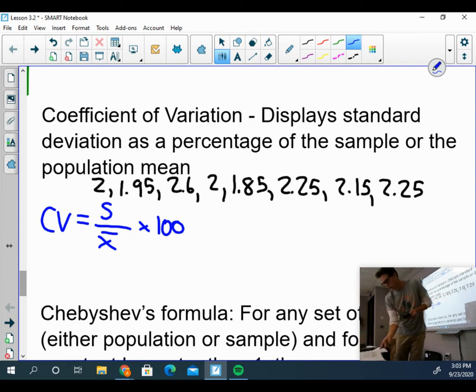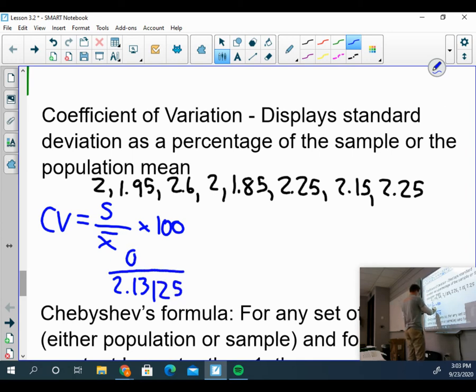We get our X bar, which is 2.13125. And our S of X, 0.237, I'll stop at 5. So we get quickly our sample standard deviation and our mean. The mean of this list of data is 2.13 with a standard deviation or a consistency level of 0.2375.